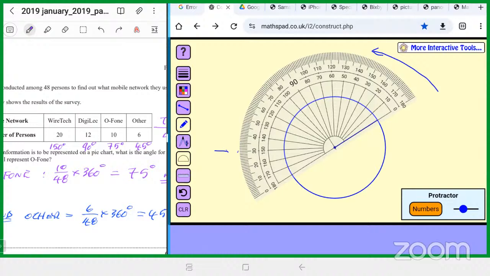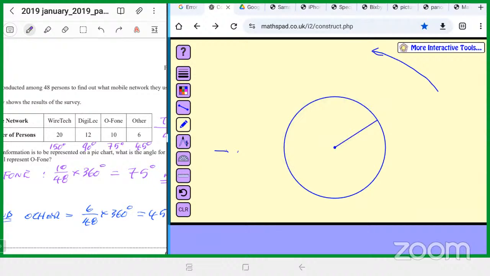So if I move this a little bit, and I draw my line out to that dot, but I'm stopping it right there. You see that? That's my line. That's my first quadrant. That would be my 150. I'm going to write wire tech in there. Let me just put WT for now, or wire tech, and the angle is 150 degrees, right?